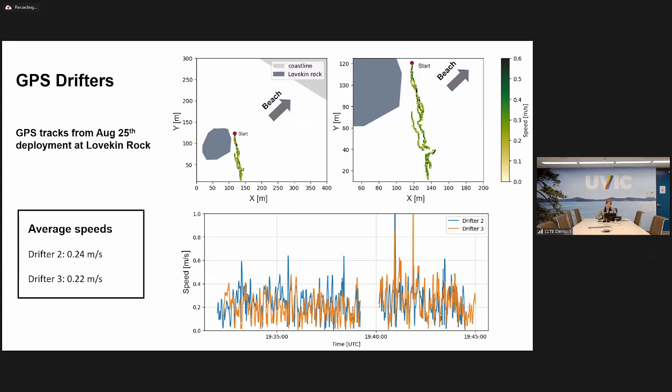the drifter speed. And from the time series below, we can see that the rip current speed was fairly low, with an average speed of about 0.24, 0.22 meters per second. Occasionally, the speed increased to about 0.6 meters per second, and there were a couple of short time periods where it did reach over 1 meter per second. But overall, a very slow-moving rip current by rip current standards, and that sort of matches with how calm the wave conditions were for those deployments.